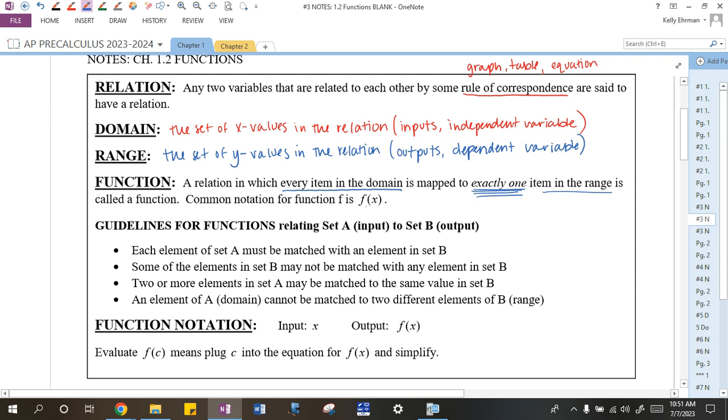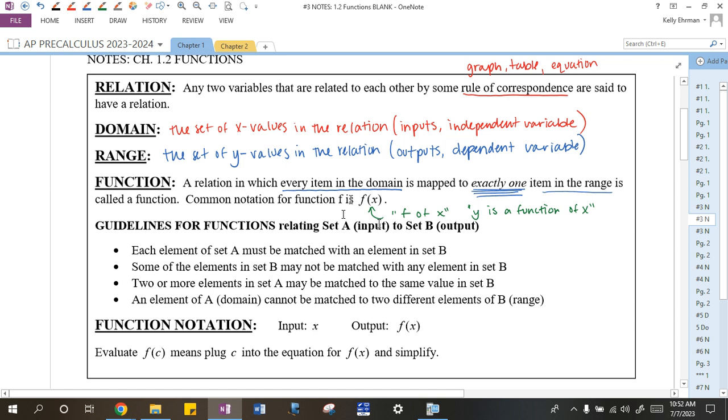Common function notation is this. You would read this as f of x. The long way to say that is we're using f for the function name, but y is a function of x. Or d is a function of t, or s, sales, is a function of time, whatever.